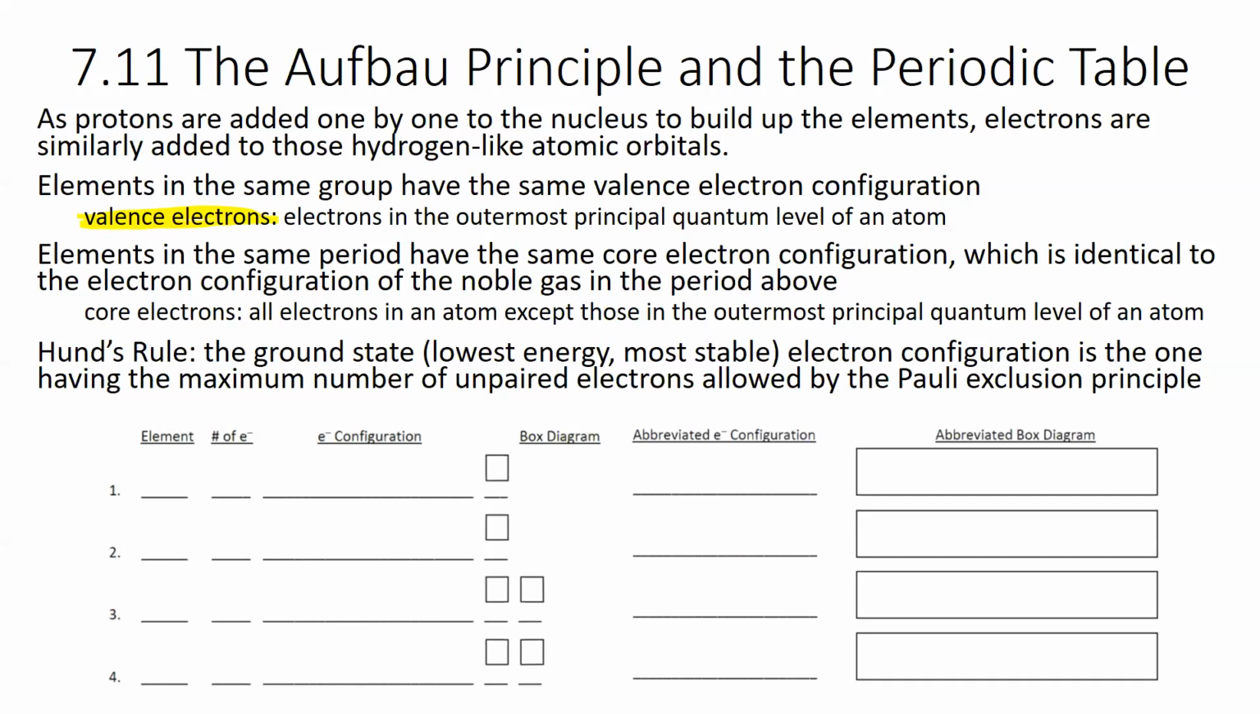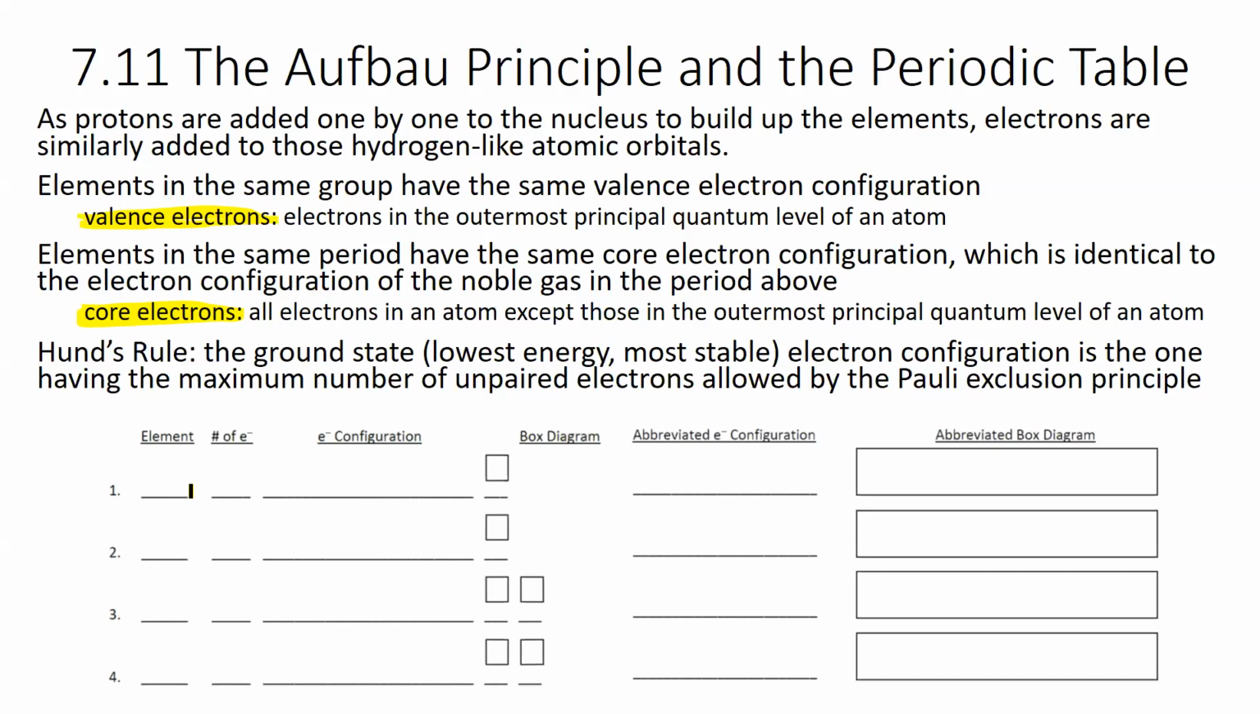Elements in the same period have the same core electron configuration. Core electrons are the electrons in the shells that are inside of the valence shell, the inner electrons that aren't included in that outer shell. The electron configuration of the core is going to be the same as the electron configuration of the noble gas in the period above. We'll start to see that as we do electron configurations and abbreviated electron configurations.